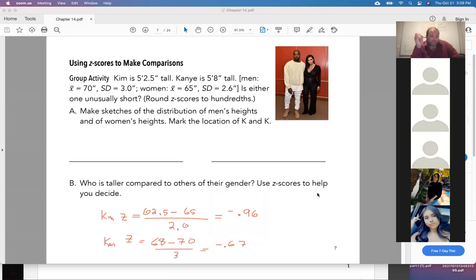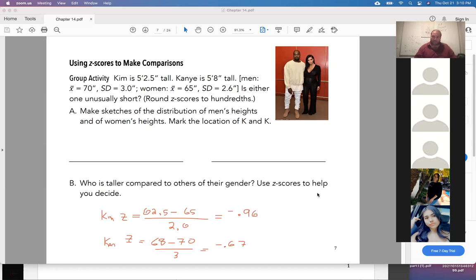Well, that's the question. So look at those numbers. When you look at Kim in relation to all women and you look at Kanye in relation to all men, which one is further from the center, further from the average, based upon their z-scores? Kanye is only 2/3 of a deviation down, and Kim is almost a full deviation down. Her z-score is about -1, 1 full standard deviation below the average, whereas Kanye is only about 2/3 of a deviation below the average. Okay. Do you see that?